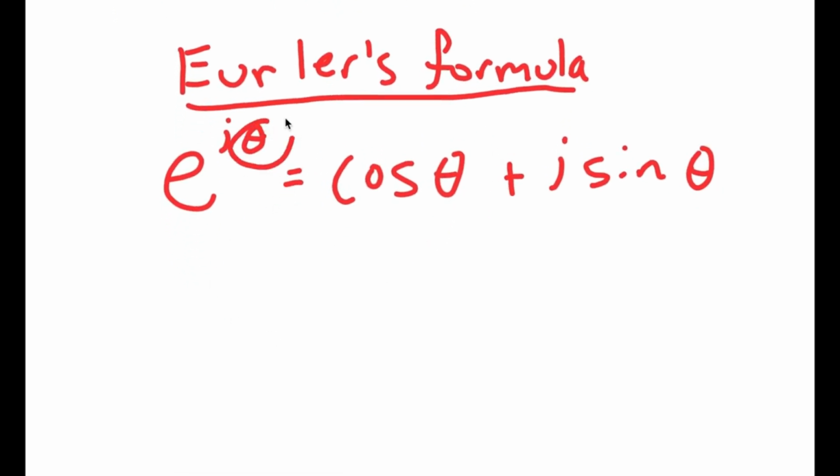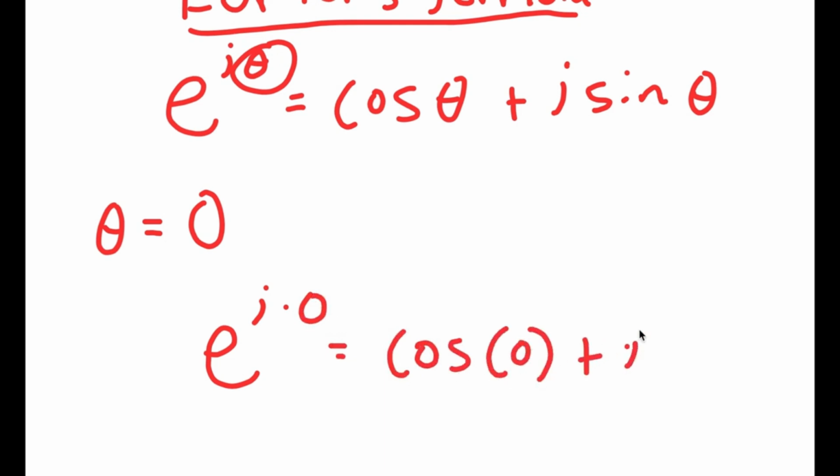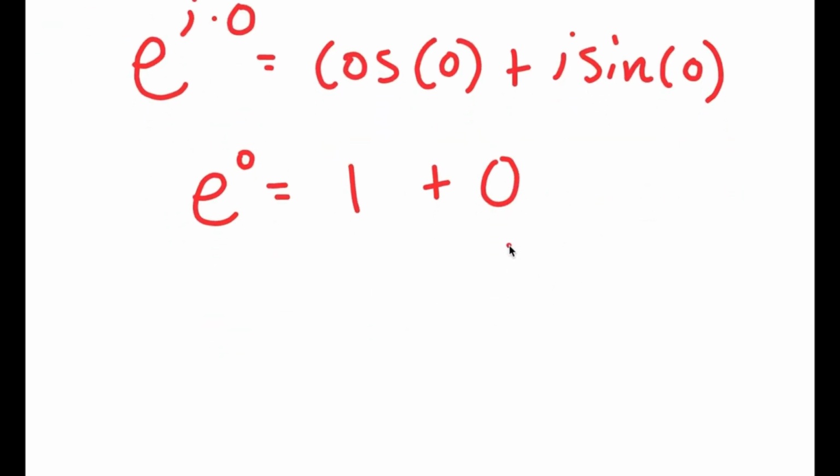So let's say that theta here is equal to 0. So if theta equals 0, then I get e to the power of I times 0 is equal to cos of 0 plus I times sine of 0. So then I get e to the power of 0 is equal to 1, cos of 0 is 1, plus sine of 0 is 0, and 0 times I is 0. So 1 plus 0. And e to the power of 0 is 1, so I get 1 is equal to 1 plus 0.